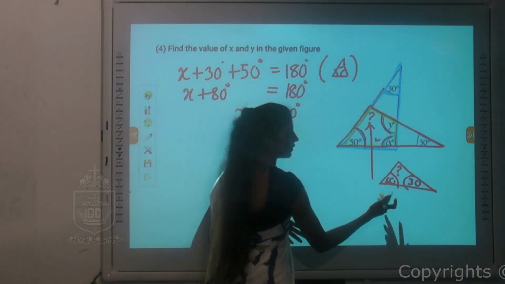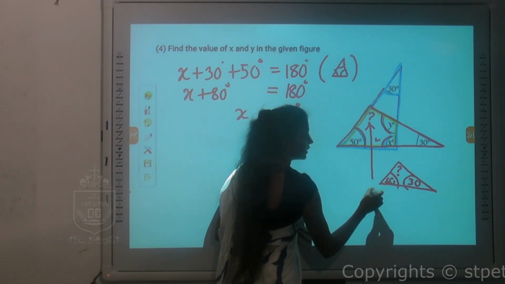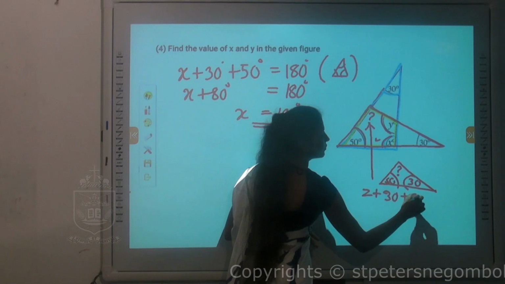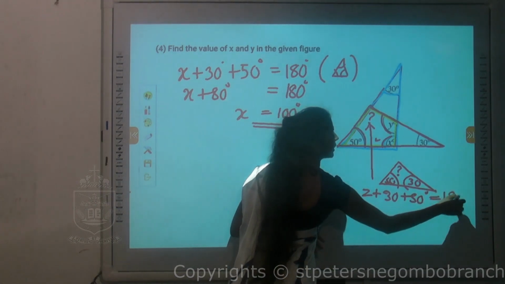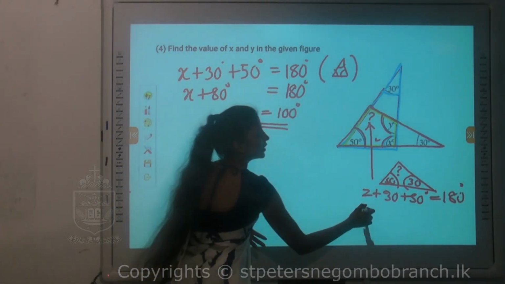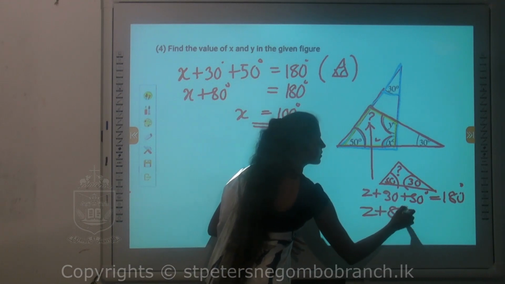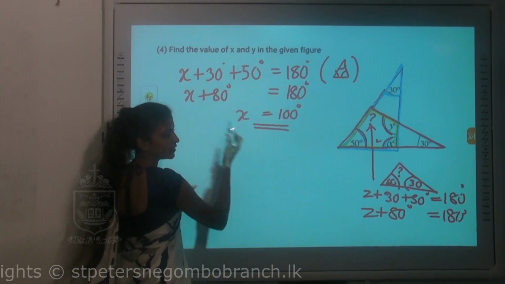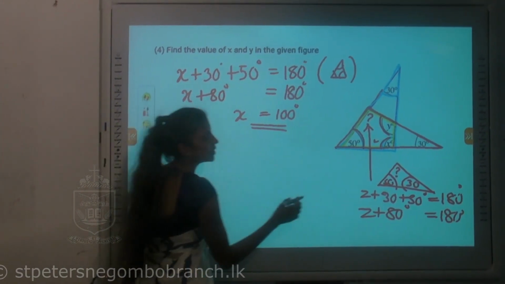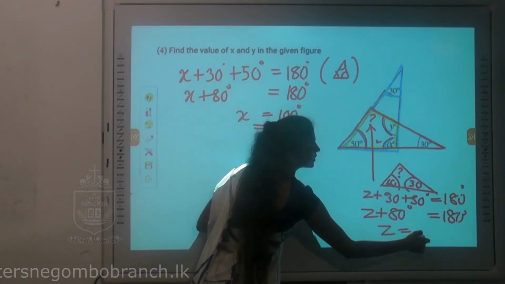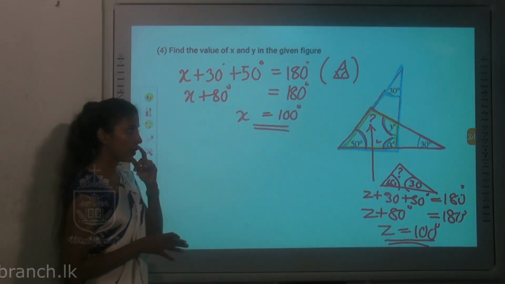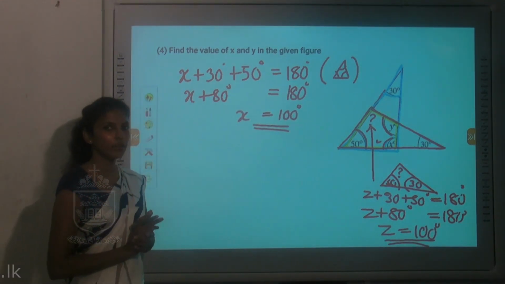You all can just think the value here, because we know that if I am to take Z, it's Z plus 30 plus 50, we know it is 180 degrees, and here it is 80 degrees, right? So again, you all can see the same calculation here, right? So the same answer is obtained. Z equals 100 degrees. So simply now we have found Z. Now we can find the value of Y.